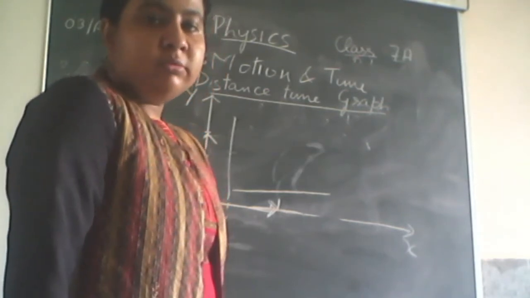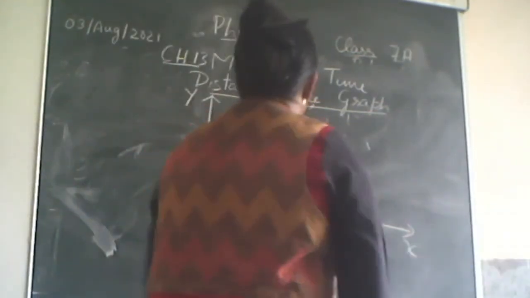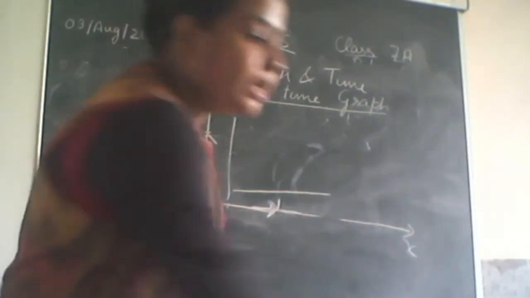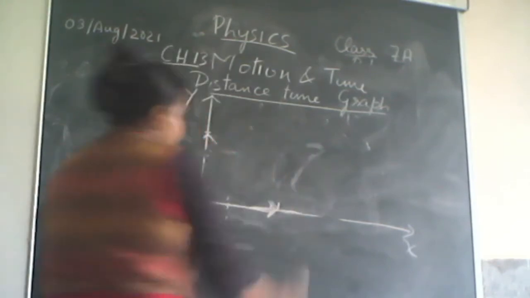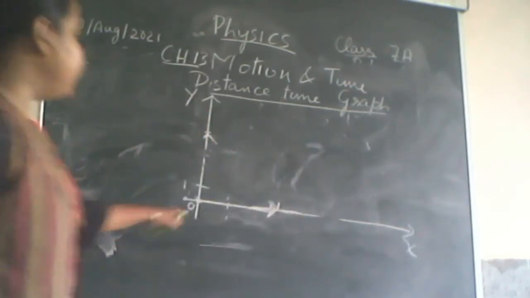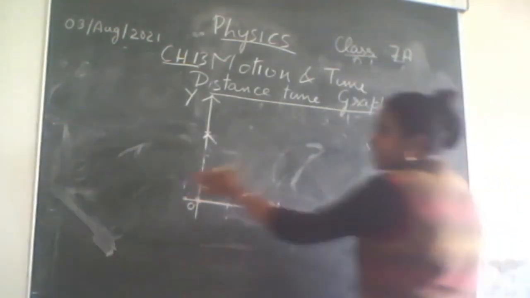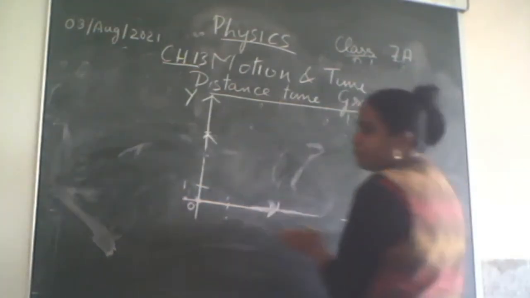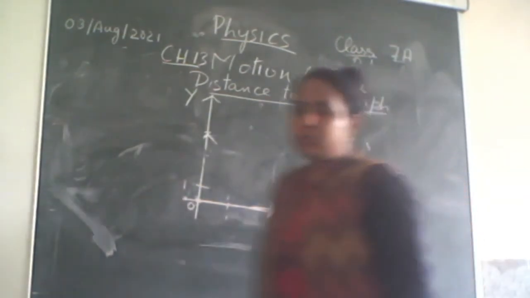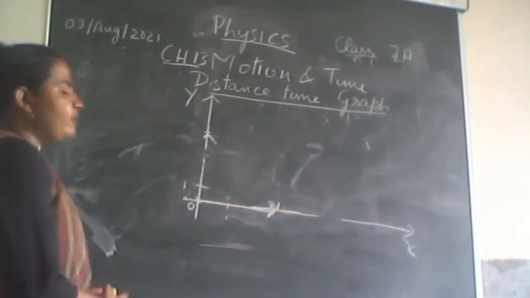Yes or no? Yes, ma'am. So that means whatever point of speed we get on these lines, that is the speed on these points. If we are getting an intersection point on these lines, then the body is at rest. Yes or no? हमारी जो बॉडी है इज एट रेस्ट.